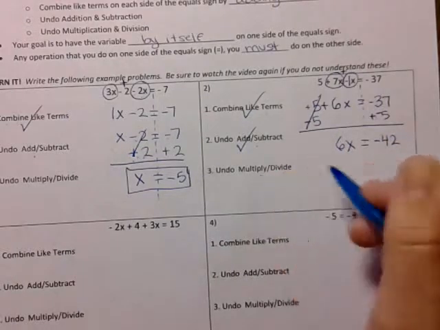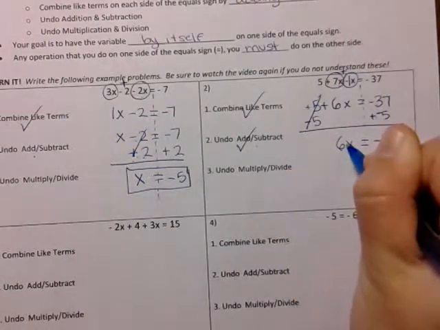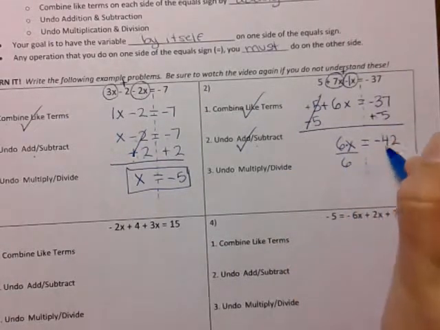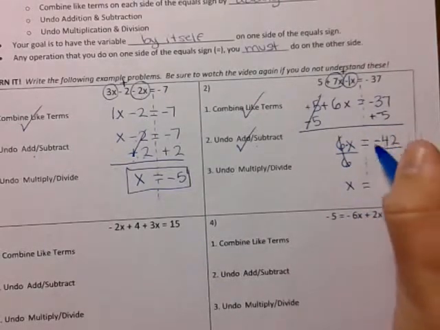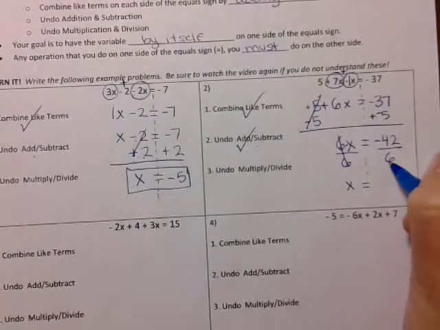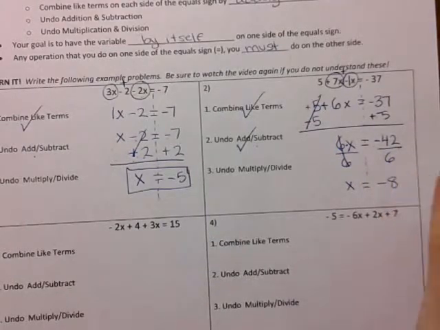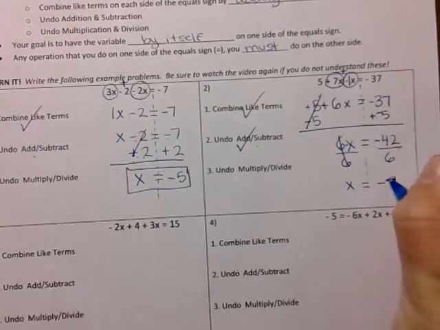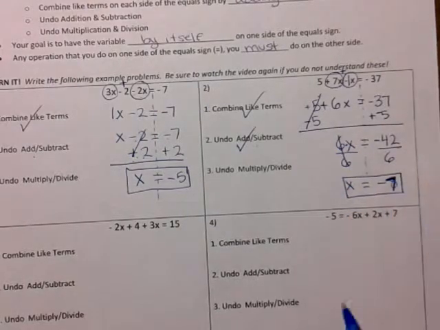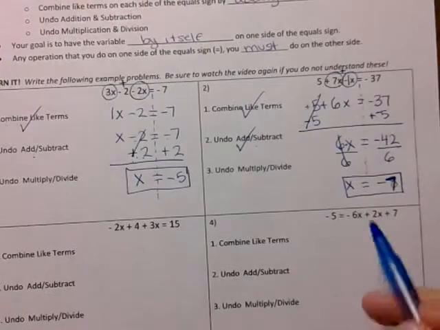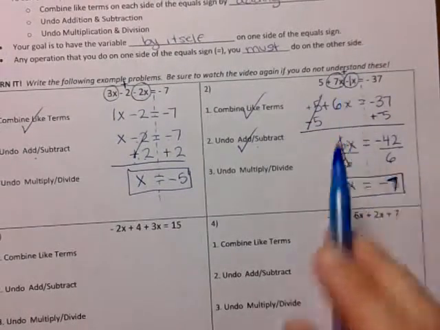Now I'm going to undo my multiplication and division. There's an invisible multiplication here. I'm going to undo it by dividing by 6 on both sides. X equals negative 42 divided by 6, which is negative 7. And I could plug my x and negative 7 back in to double check.